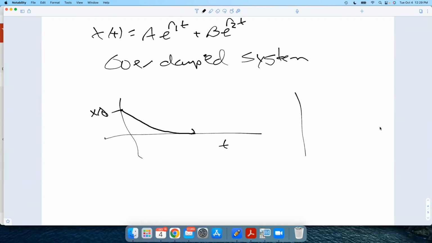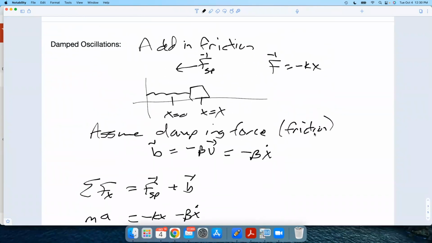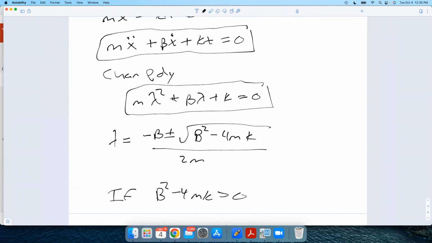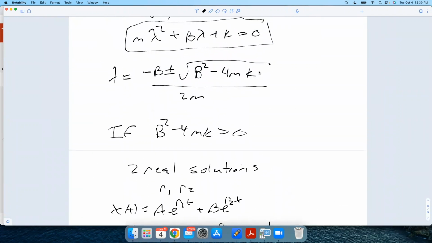Or sometimes you might get like one oscillation. Here's x of 0. Maybe it'll go past equilibrium and then come back from the other side. So the mass started here, it got past equilibrium, and now it's compressing the spring. So the spring's trying to push it back, and it just kind of slowly goes back, but it doesn't bounce back and forth a bunch of times. We call that overdamped. And that happens when the discriminant is positive.